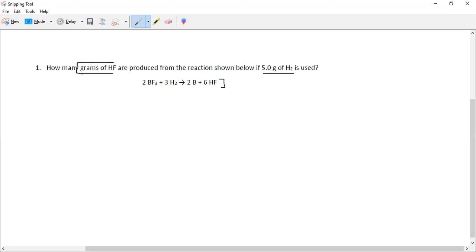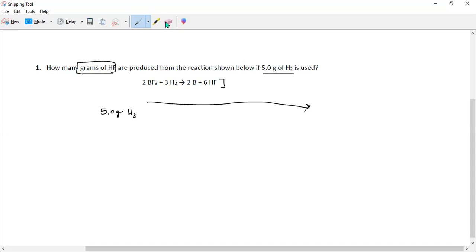So how many grams of HF are produced? And so we're given this. You always want to start with what you're given, right? You're given 5.0 grams, and you want to label it as well. That's hydrogen gas, right? So that's H2. And the idea is to string along enough conversion factors this way, in order to eventually get to grams of HF.